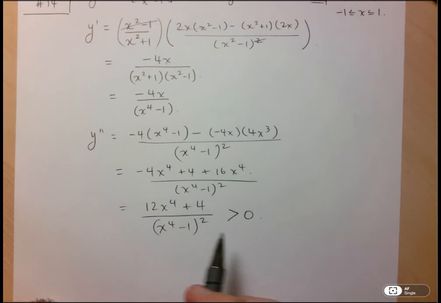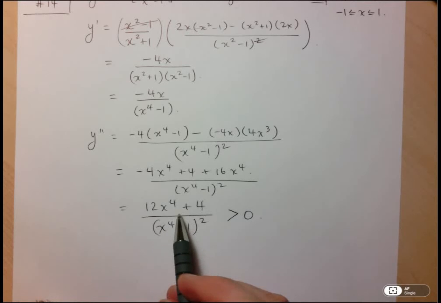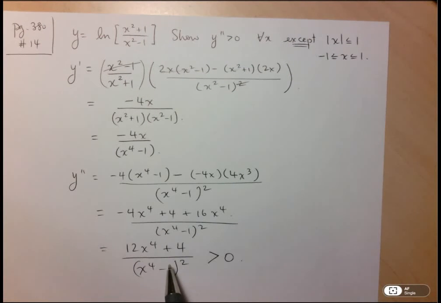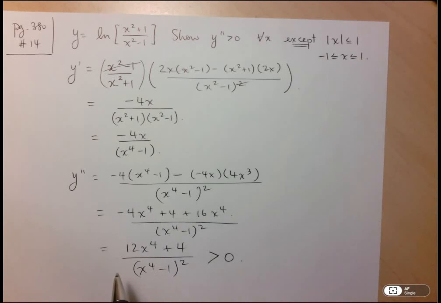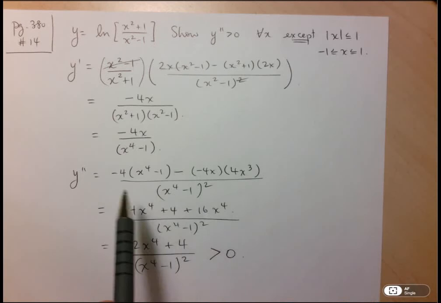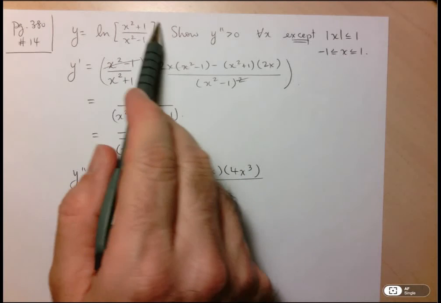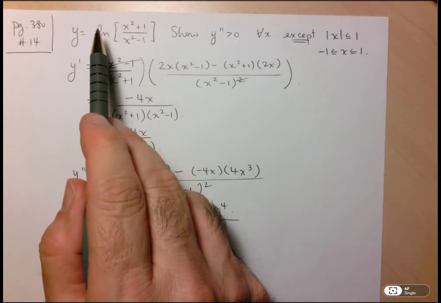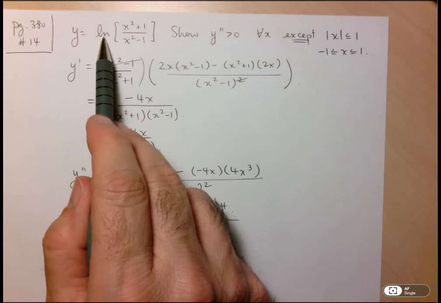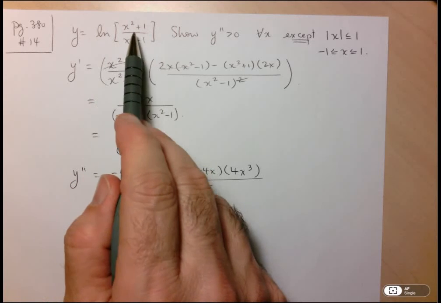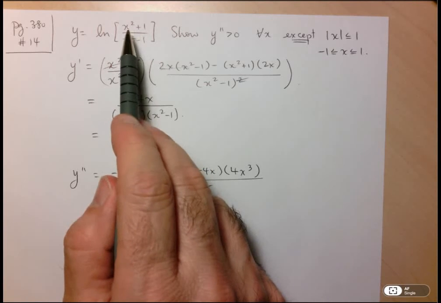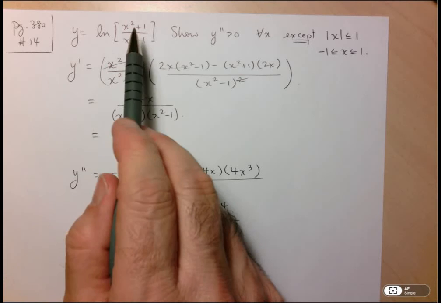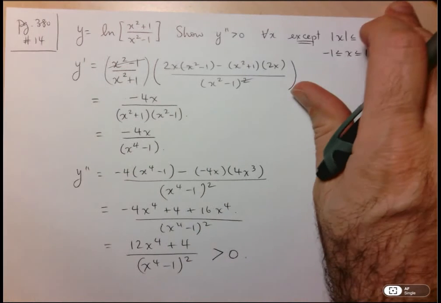Now given what we're seeing here, I'm not seeing that restriction that they gave us. They're telling us to show that it's positive for all values except when x is between negative 1 and 1. So we're going to have to figure out how that comes into play. This is where I'm going to go back and look at the original function. Keep in mind that we have restrictions on logarithmic functions. The input to a logarithmic function can't be less than or equal to 0. So let's actually find the domain of this function. Maybe that's where it comes from.